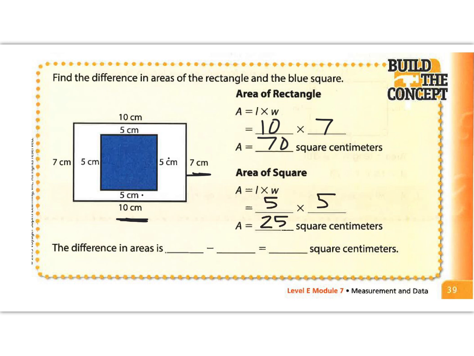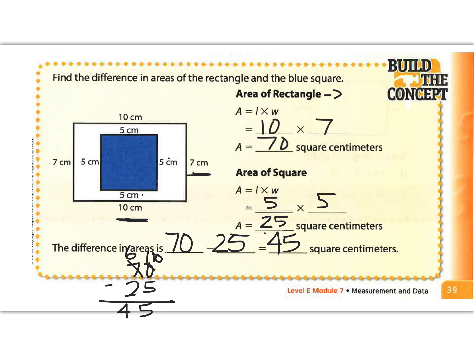So to find the difference, we would subtract 70 minus 25, and then you can write it out if you need to. We need to borrow from there, make this a 10. 10 minus 5 is 5. 6 minus 2 is 4. So 70 minus 25 is 45 square centimeters. So that means that the difference, the area of the rectangle, is 45 square centimeters bigger than the square.